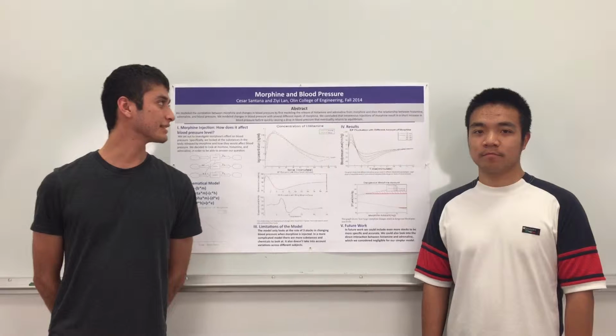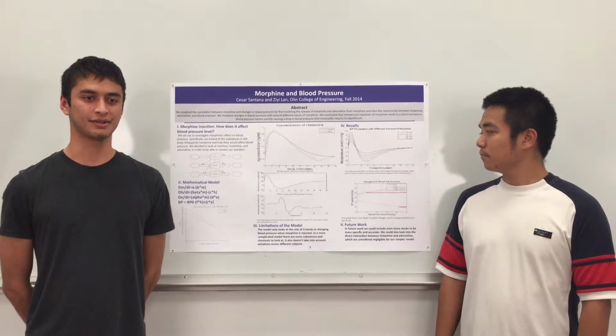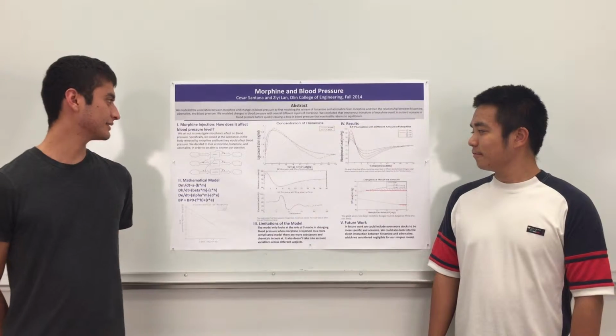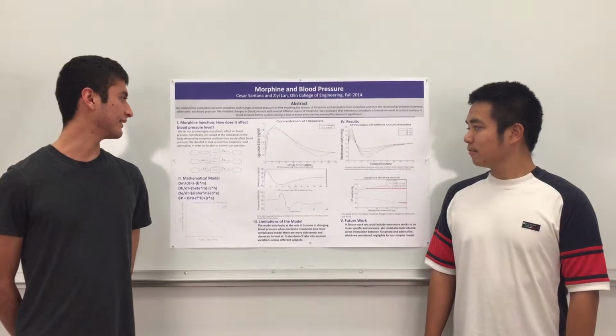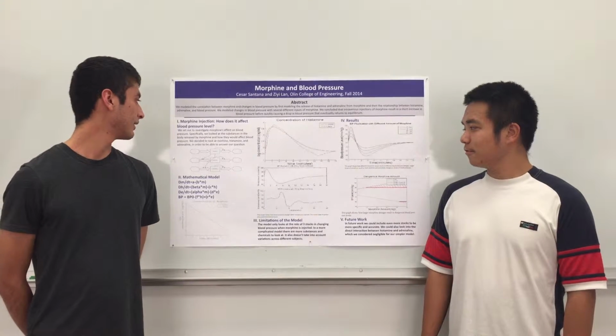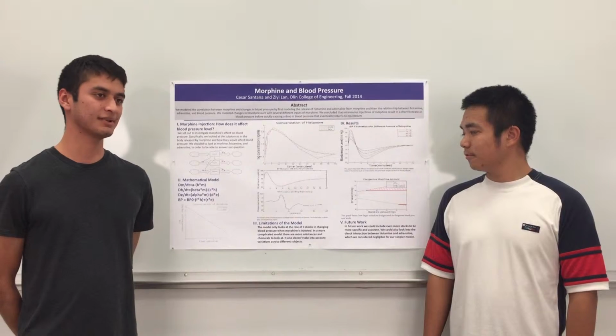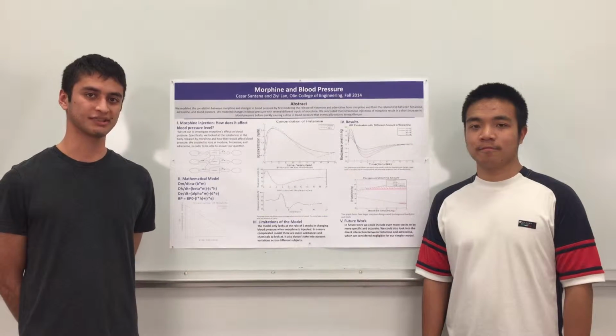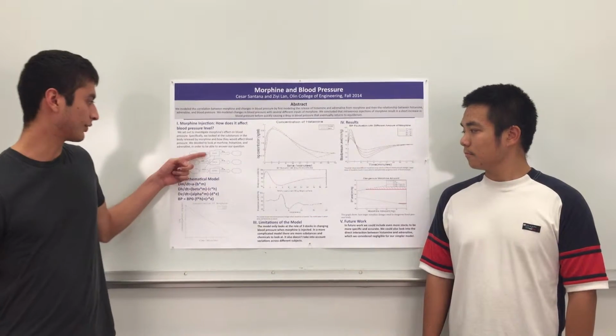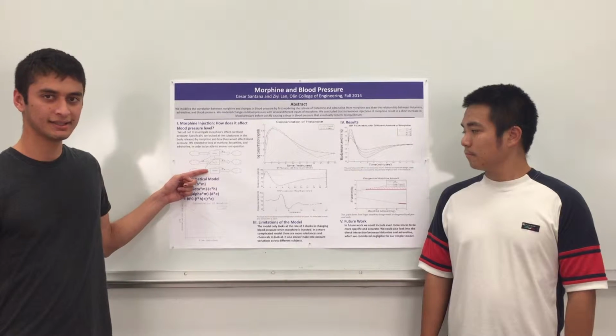Our model focused on the relationship between morphine and blood pressure. Our question was, how does the amount of morphine injected intravenously affect blood pressure level? In order to answer this question, we decided to create a model with three stocks. These three stocks being morphine, histamine, and adrenaline.